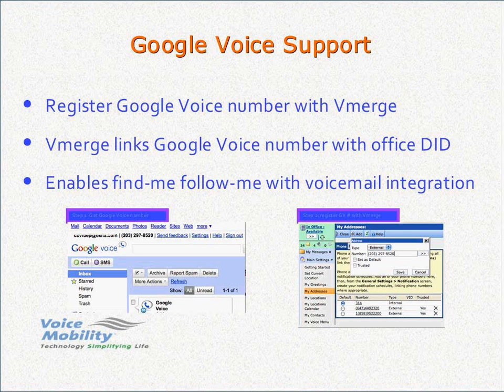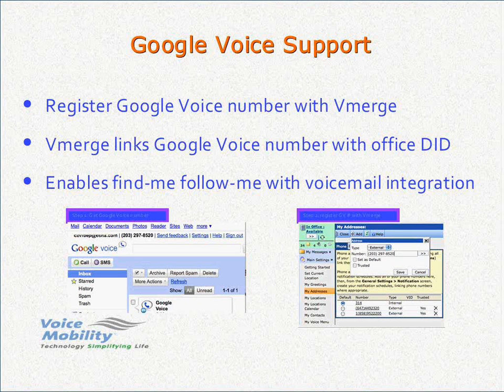And now this is where I was mentioning about Google Voice support. So the idea here is you get a Google Voice number, and you probably use your Google Voice number for personal usage. Well, now you can take that Google Voice number and register it with Vmerge as a trusted extension. So Vmerge is connected to your Office phone system. It now has the Google Voice number in its profile for you.